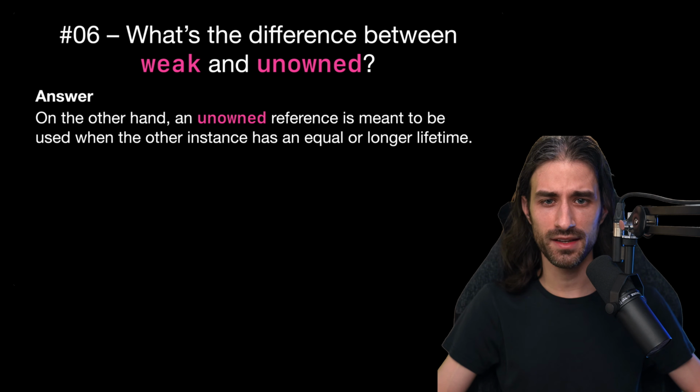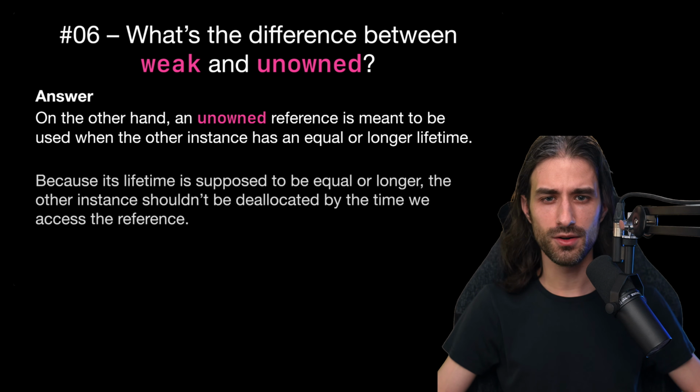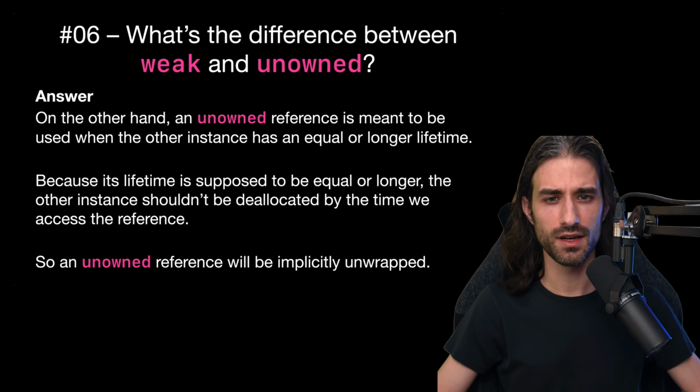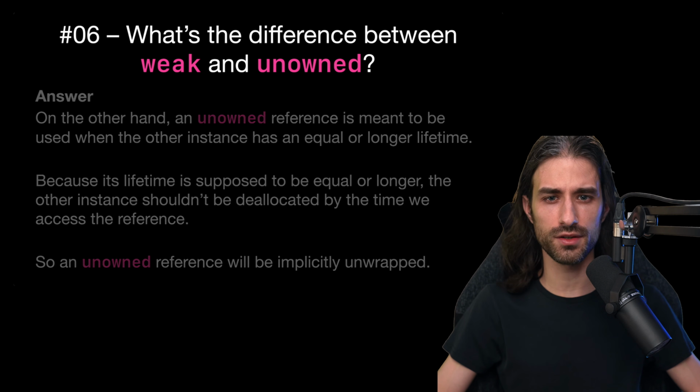And on the other hand, an unowned reference is meant to be used when the other instance has an equal or longer lifetime. And because of this equal or longer lifetime, we assume that the other instance will never be deallocated when we use the unowned reference. Consequently, an unowned reference will be implicitly unwrapped. That's more than enough for the answer. Now let's tie everything together during the recap.